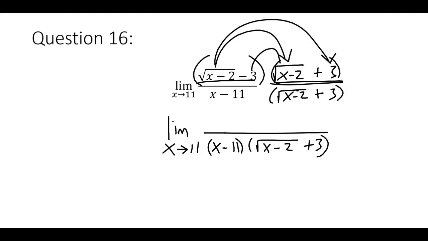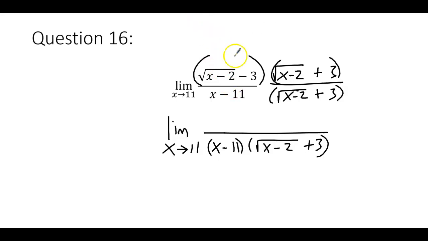But here's the beauty of this process. When you have conjugates, it's much easier to multiply because most of the terms just cancel out, and the only ones that don't are the first times the first and the last times the last. So we really only need to do those two. Okay, so let's do the last times the last first. Negative 3 times positive 3 is negative 9. Next, we have square root of x minus 2 times square root of x minus 2. Now, anytime you multiply a square root by itself, you just get the same expression, but without a square root anymore.